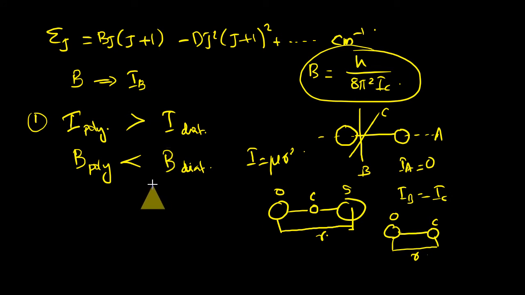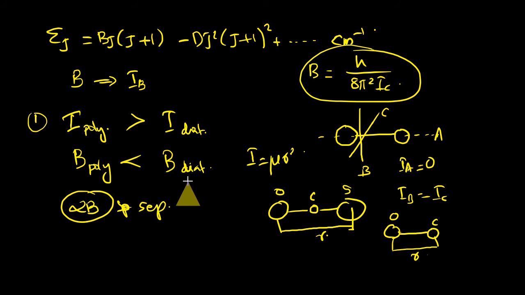And therefore, what will be the consequence of this in the spectrum? You know that the ideal distance between the lines in the spectrum is equal to 2B. 2B is the separation in the spectral lines, right? So this 2B separation will be less in the case of polyatomic molecules because B is less there. So the separation of the spectral lines will be less in the case of polyatomic molecules when we are comparing with the diatomic molecules.